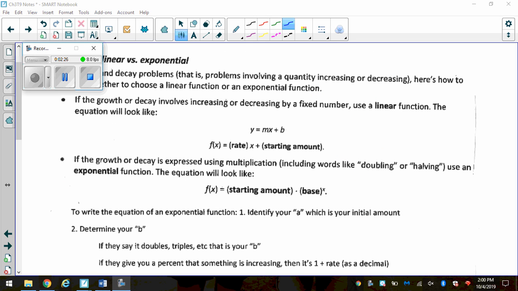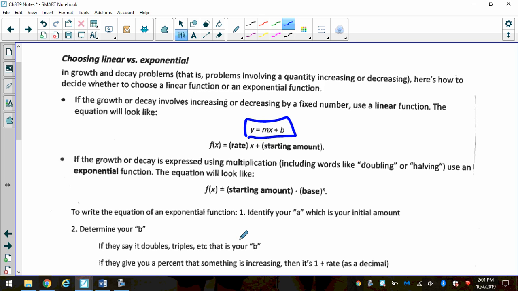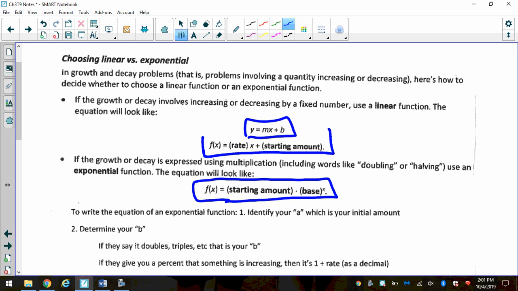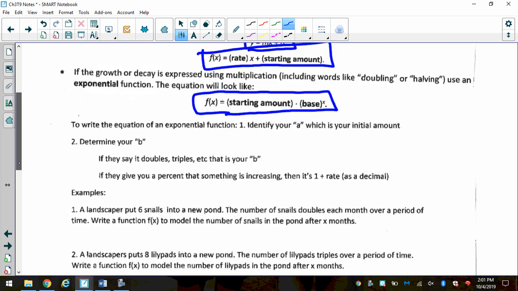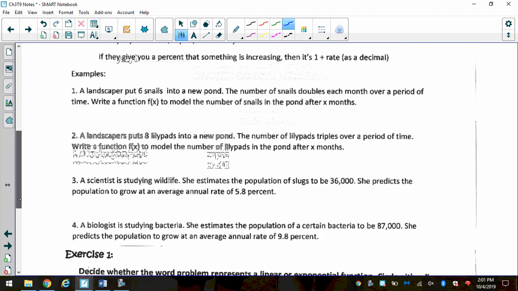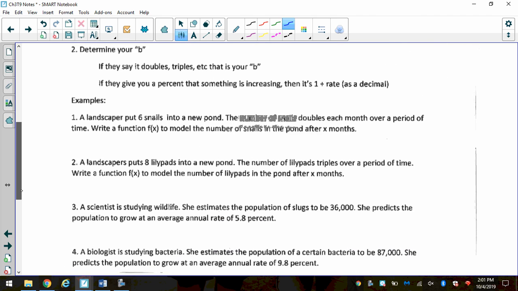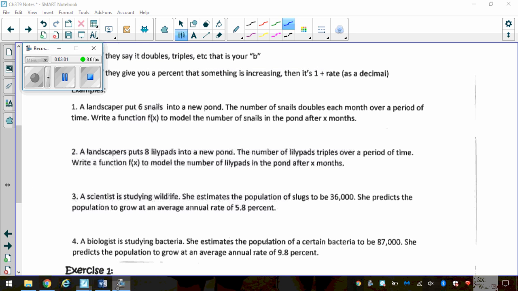So you can read through these notes up here. The important part is that you know the equation for what linear looks like, and you know the equation for an exponential function. So exponential here, so your starting amount, your base is usually the word like doubling would mean 2, half would mean the base is 1/2, or tripling, your base would be 3 here. And exponential we already talked about or the linear we already talked about in that section. So here are a few examples, and then we're going to try it now.